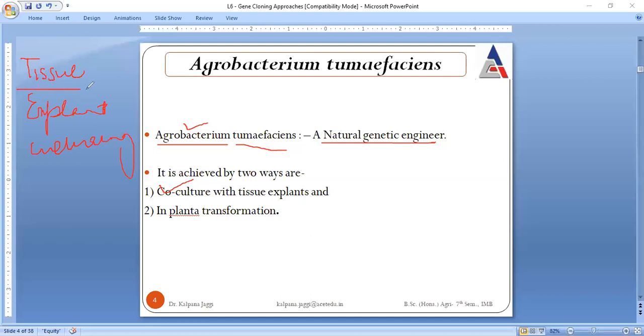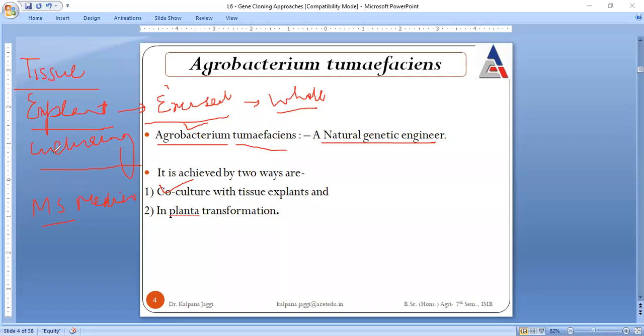Tissue is what? A group of cells performing a particular task is said to be a tissue. Explant is the excised part of the plant that is going to give rise to the whole plant when it is provided all the artificial conditions. Culturing means, when the explant is placed onto the media, say we have already discussed the media used, Murashige and Skoog media, which is named after the scientists themselves.